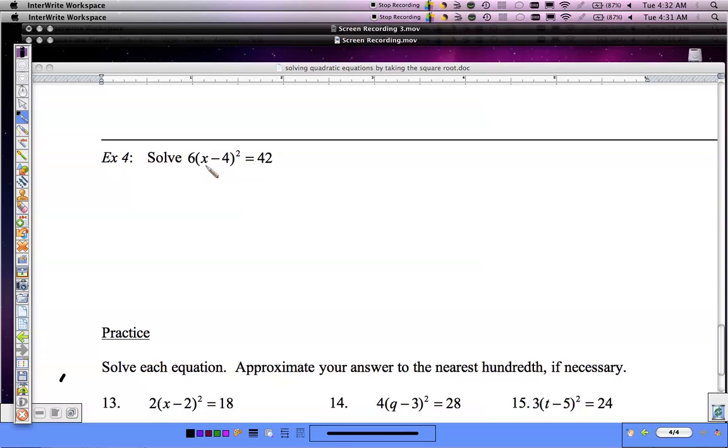We're not going to distribute this 6. We can't distribute the 6 because of the squaring on the outside. It makes it not valid to try to do that.